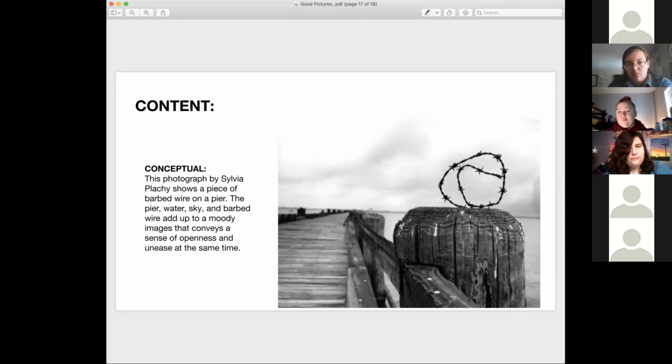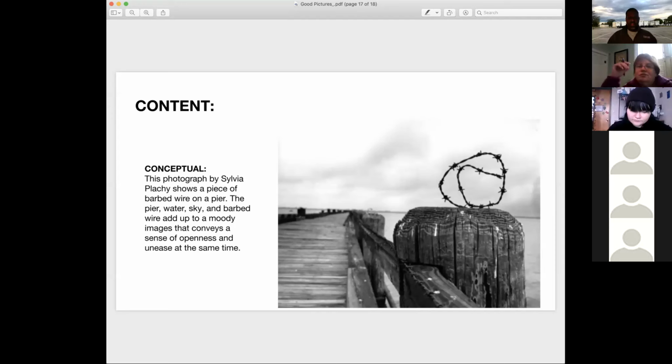What do y'all think when you see this image? I notice more of the pier in the ocean. You notice it, but it doesn't look like it's a major part. It doesn't look like it's about the pier, does it? No, it seems like it's more focused on the barbed wire and the symbol that it's making. It gives you kind of an uneasiness, and it really makes you think. So it's more conceptual.